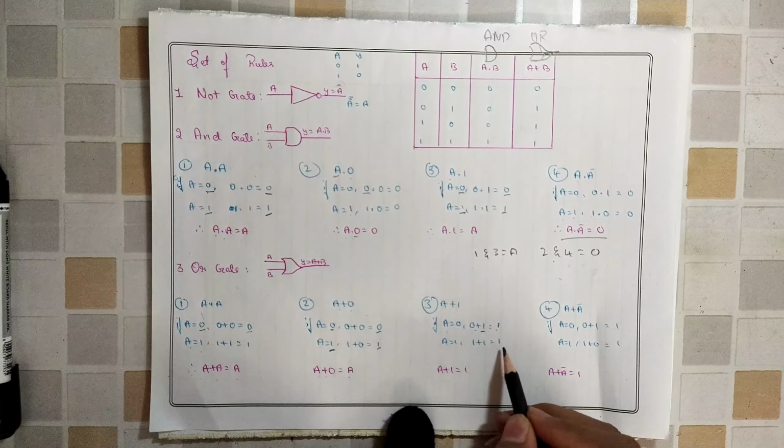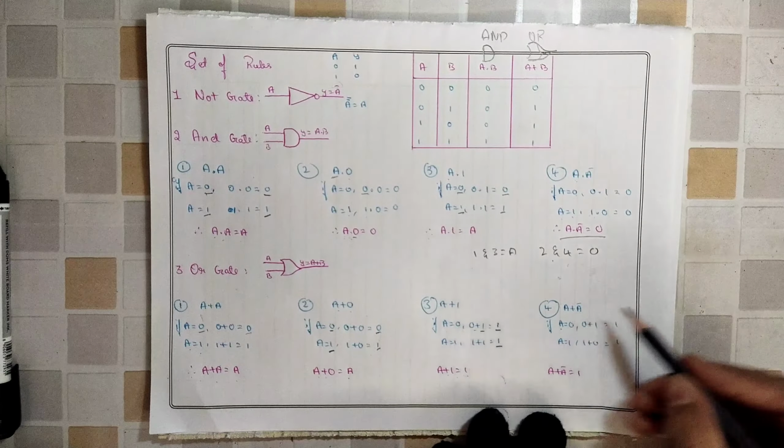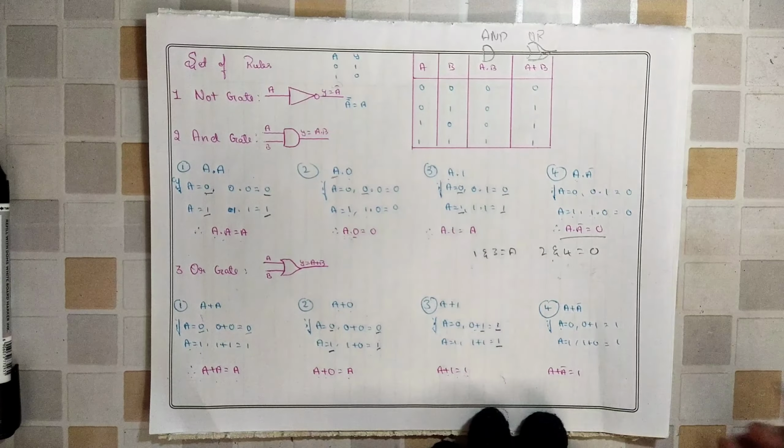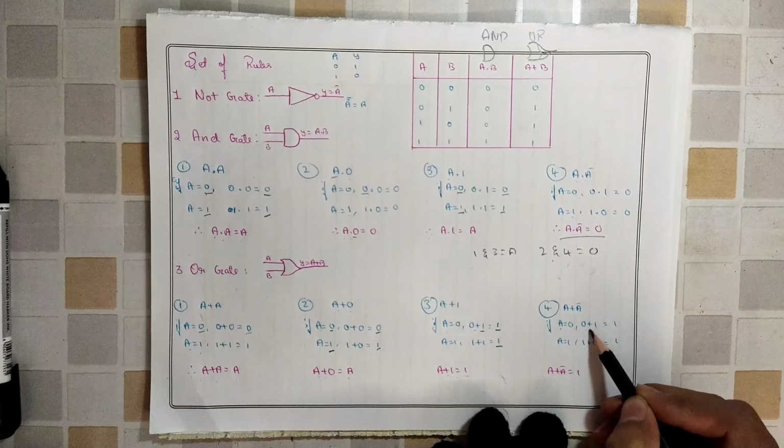Coming to A plus A bar. It's very easy. If A equals 0, take A complement, 0 complement is 1. If A equals 1, 1 complement will be 0. So no matter what, in both cases one of them will be higher. So obviously the output will be 1 itself. So again don't write A here; A plus A bar equals 1 itself.